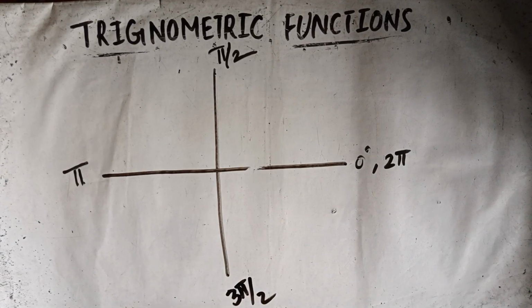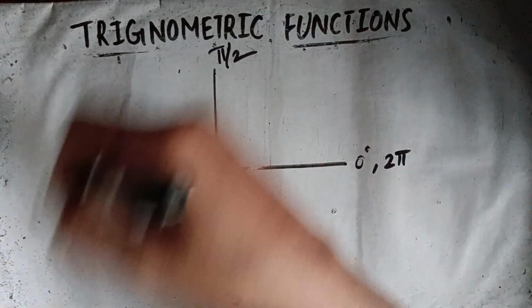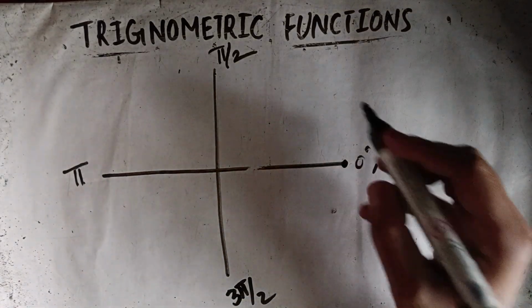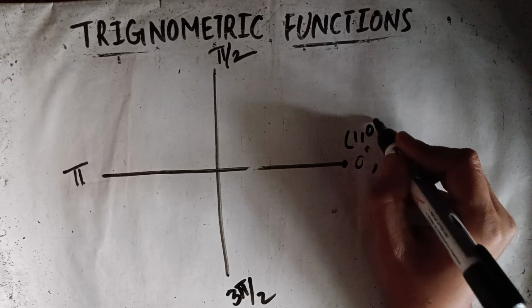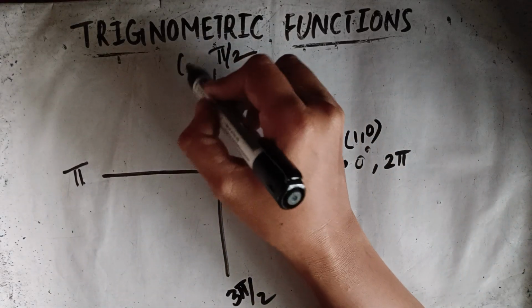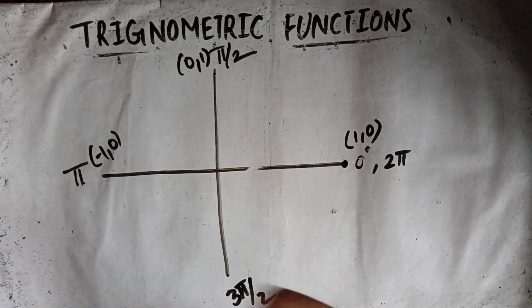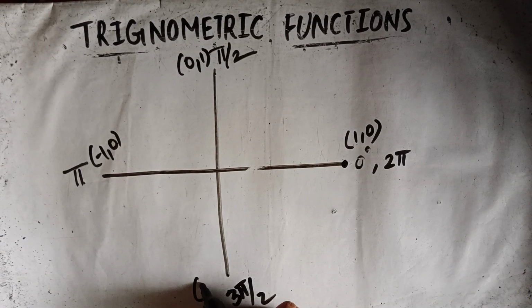Now I'm taking a circle of radius 1. So this point will be what? 1 comma 0. This is going to be 0 comma 1. This is minus 1 comma 0. And this is 0 comma minus 1.